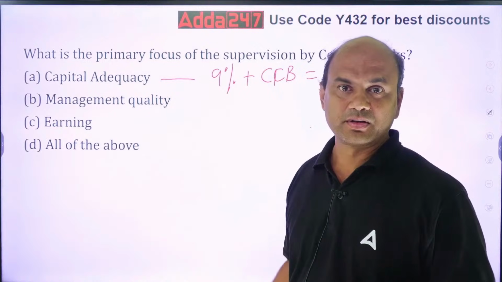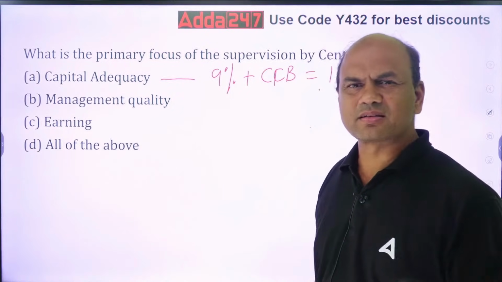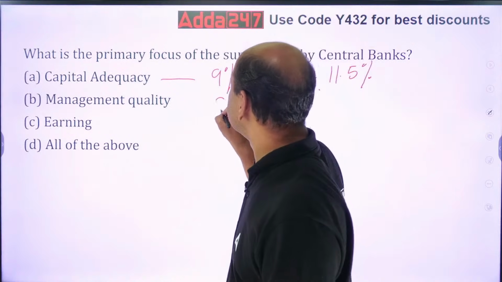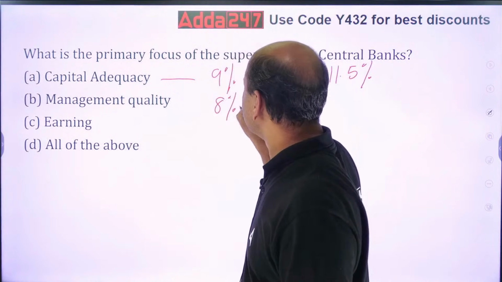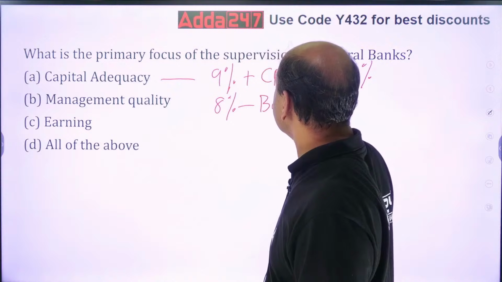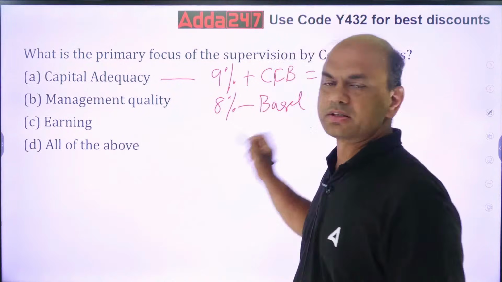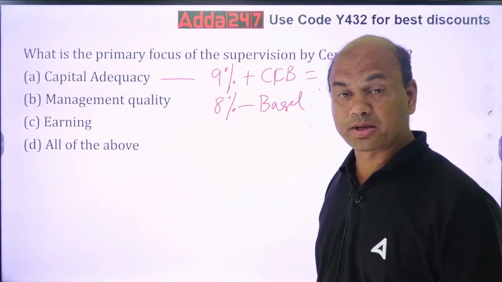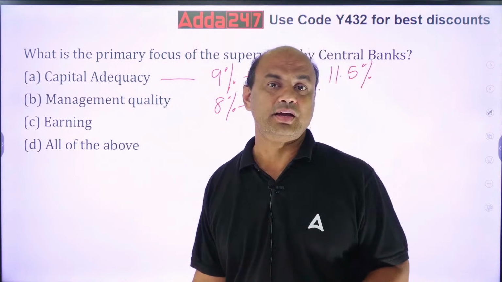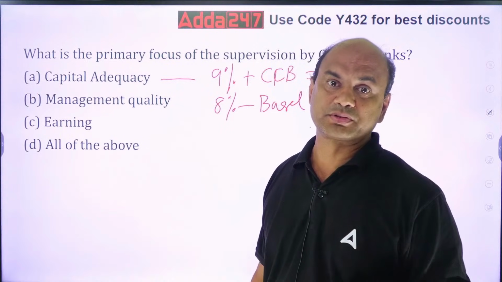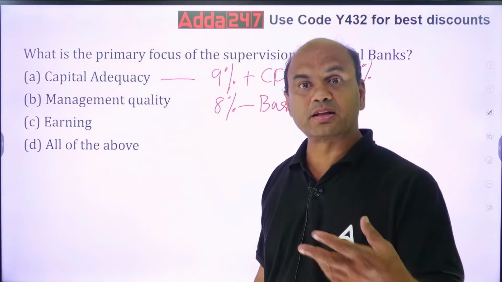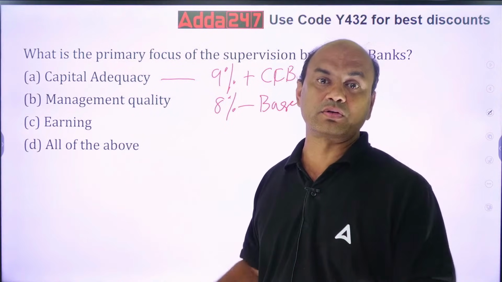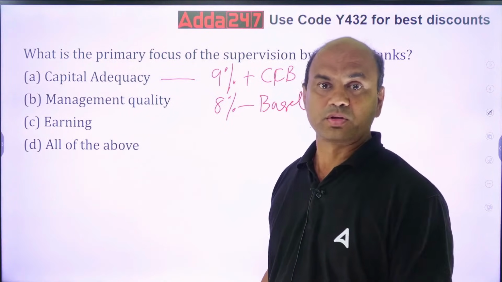Basel norms are a bit lesser, not that strict. Basel requires CRAR as 8%. RBI requires 9%, 1% extra. RBI is very strict as compared to Basel norms, more strict than the Basel norms. So that's why our banking system is very strong. Okay?